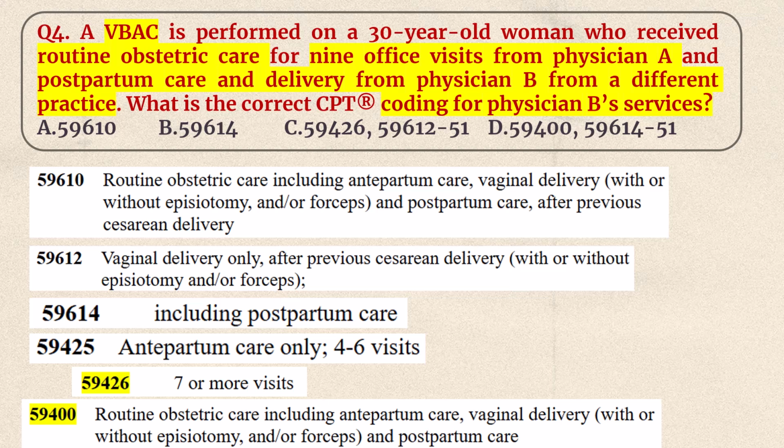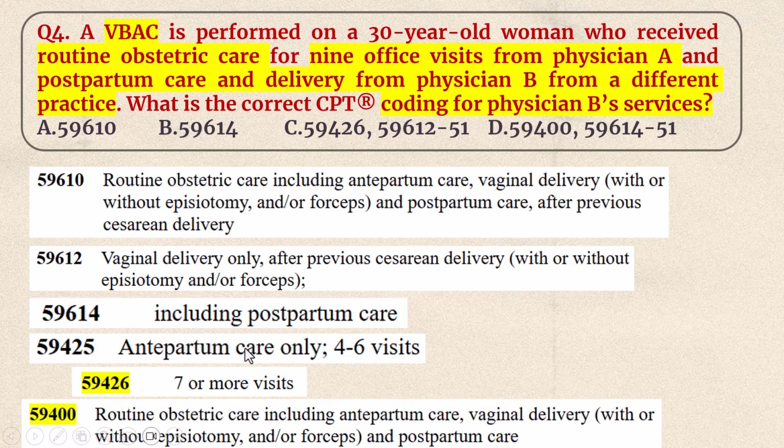So in this case, you can see what physician B has done is postpartum care and delivery. So in this case, you have to code 59,614, that is including postpartum care. This code is the continuation of the previous code. The previous code is vaginal delivery only after previous cesarean delivery including postpartum care. So the correct code is 59,614.